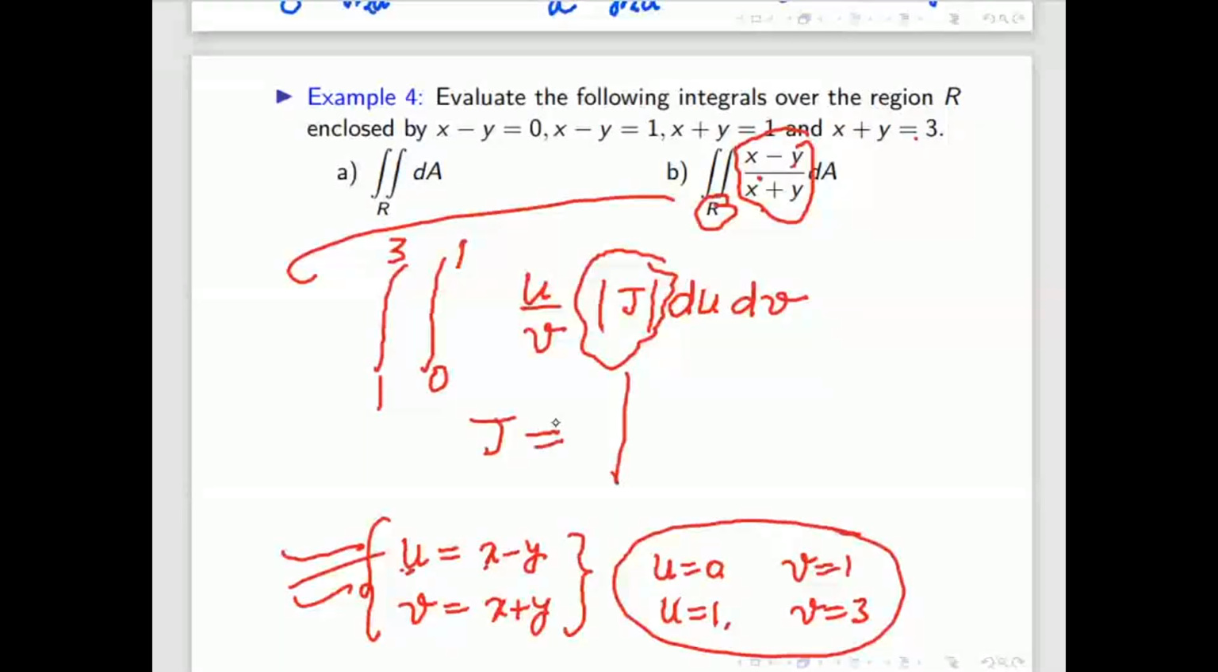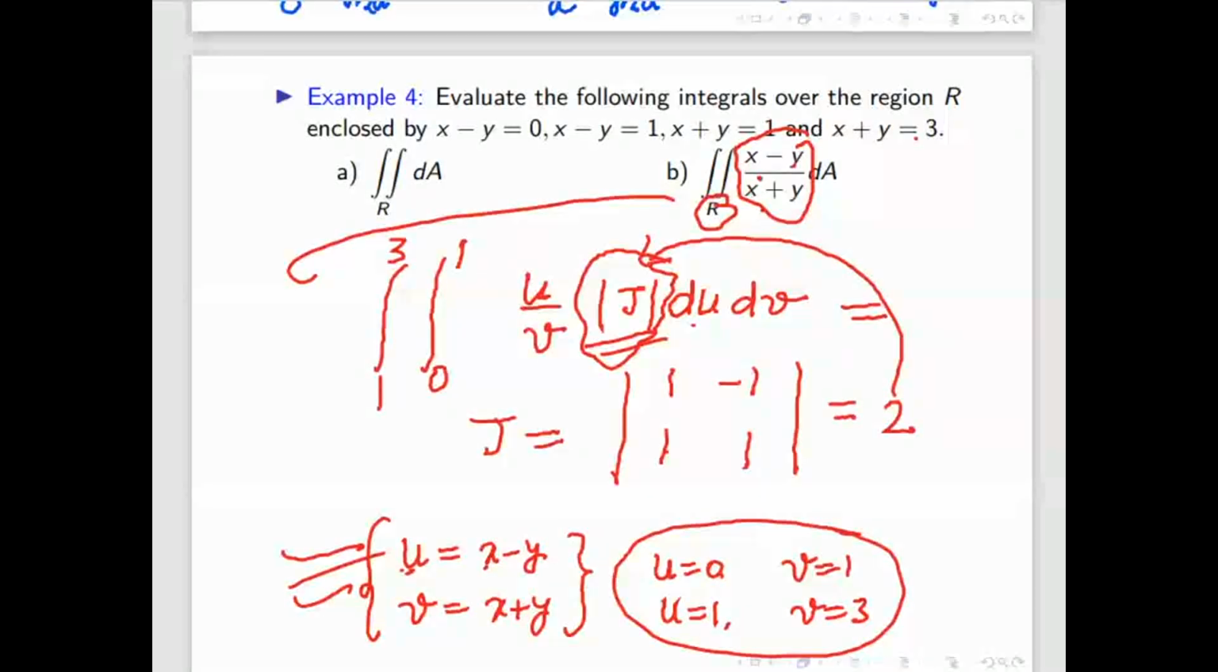That means you will differentiate this with respect to x. It will come 1. With respect to y, here it will come 1 and 1. If you remember the formula of the Jacobian, the partial derivatives del u del x, del u del y, then del v del x, del v del y. This determinant will give the Jacobian. So what is the value of the Jacobian in this case? 2. So the Jacobian is 2, and this 2 will go here. Once it is 2, first integrate with respect to u. The integration of u with respect to u gives u square by 2, v as it is, apply the limit, then integrate with respect to v, and you will get the answer.